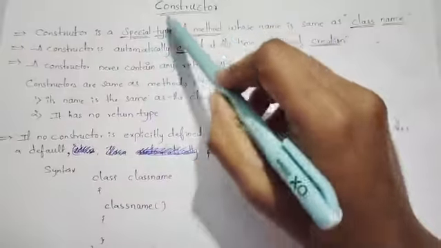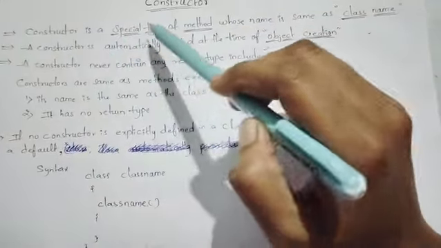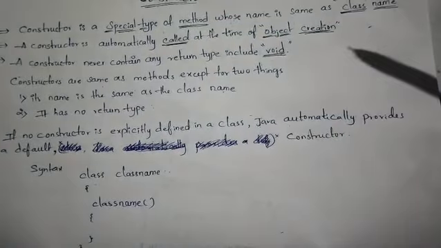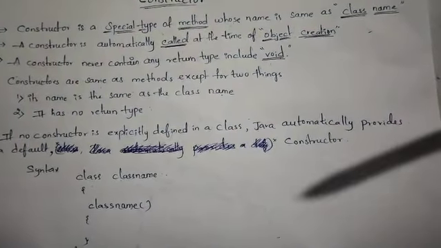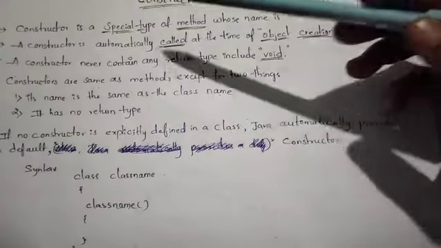Hello all, today our topic is constructor. Constructor is a special type of method whose name is the same as the class name. When we use the class name for the method name, then it is called a constructor.